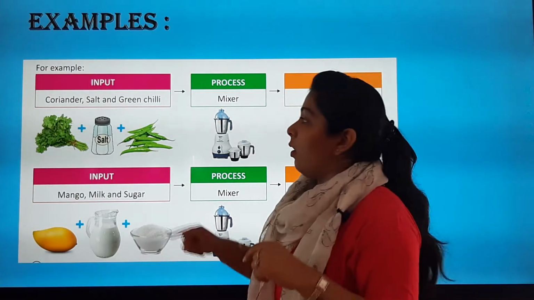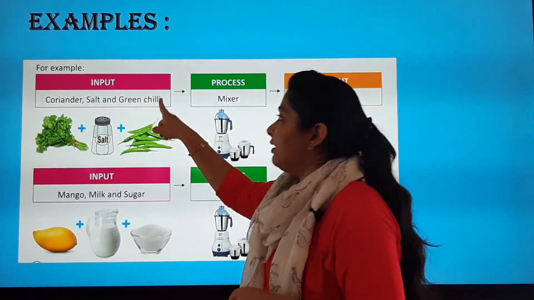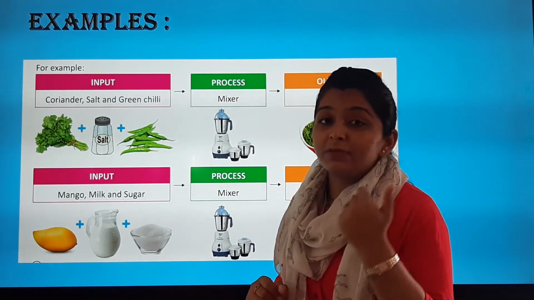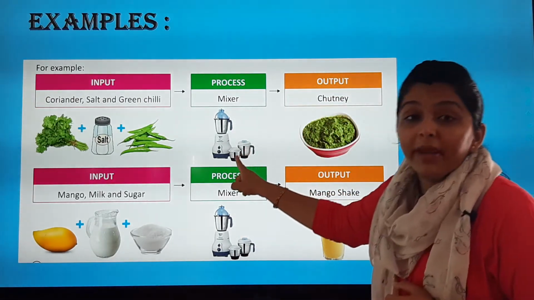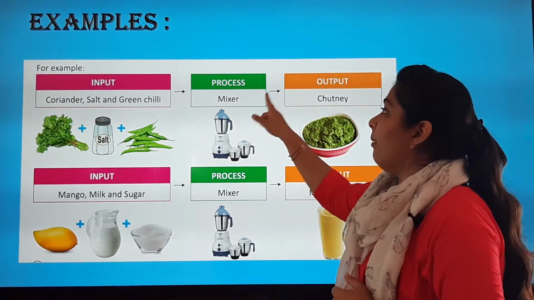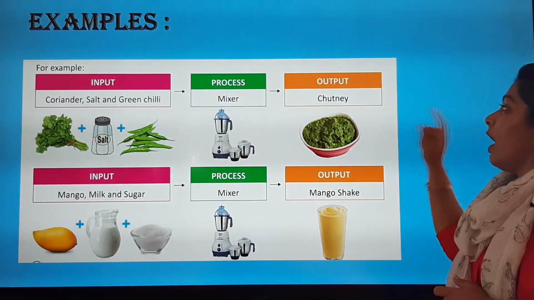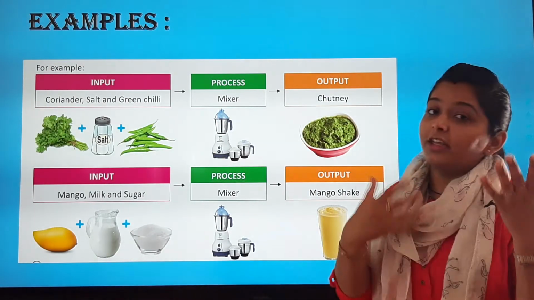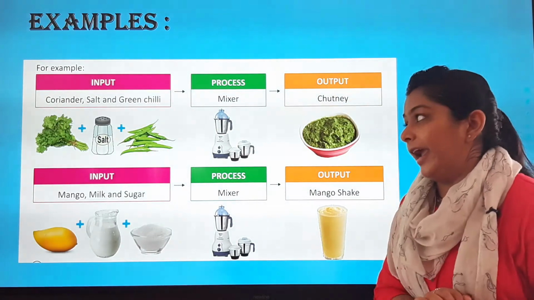तो हमारा इनपुट क्या होगा? Coriander, salt and green chili. Then where it is being processed? In the mixer. Okay, that will be our processing. Then what is the output? Chutney, the yummy chutney which we get.